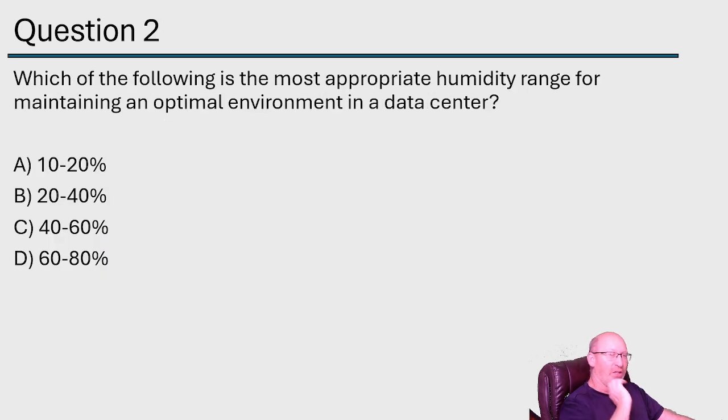A little bit easier. Which of the following is the most appropriate humidity range for maintaining an optimal environment within the data center? Which one is the most optimal for humidity? Do you remember the humidity ranges? Is it 10 to 20, 20 to 40, 40 to 60, or 60 to 80? Or is it 80 to 100? We didn't even put that one on there. Probably not that one since I didn't put it on there.